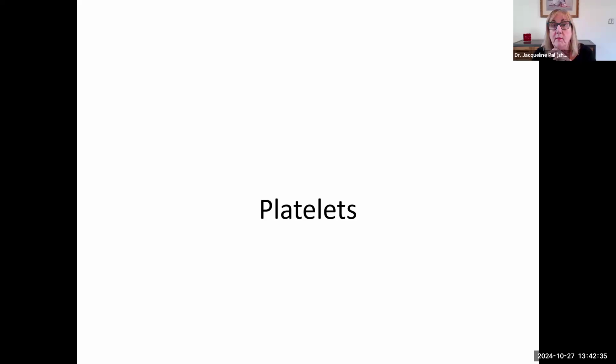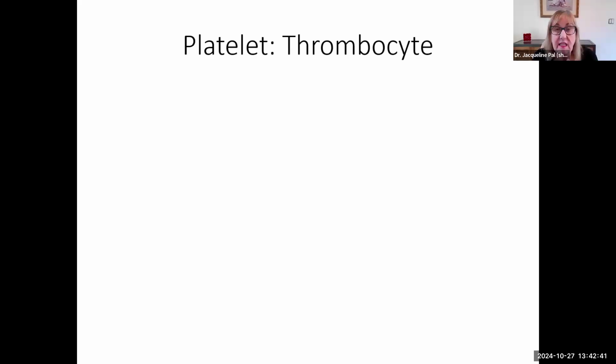About blood is to learn about platelets. Now, some people call platelets thrombocytes because they have to do with clotting, thrombus formation, but they are not cells. So I don't want you to learn that word. So let's look at platelets.